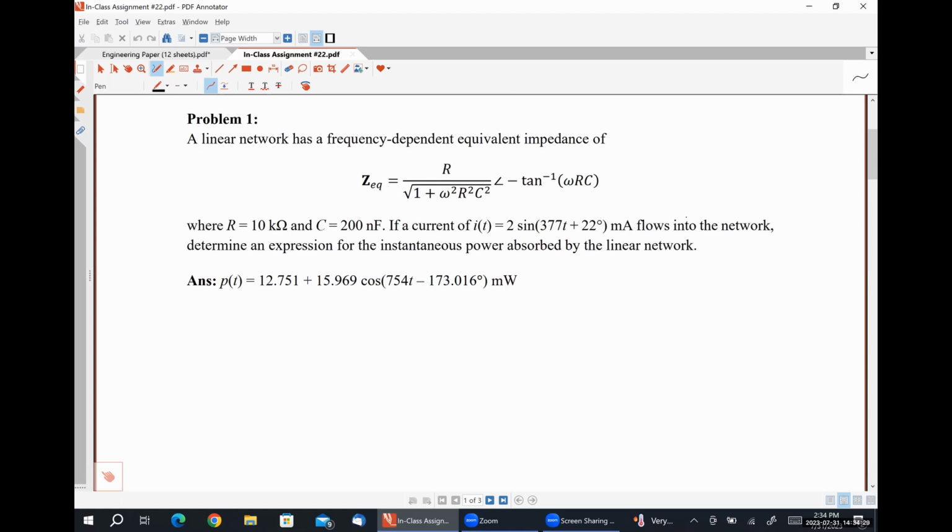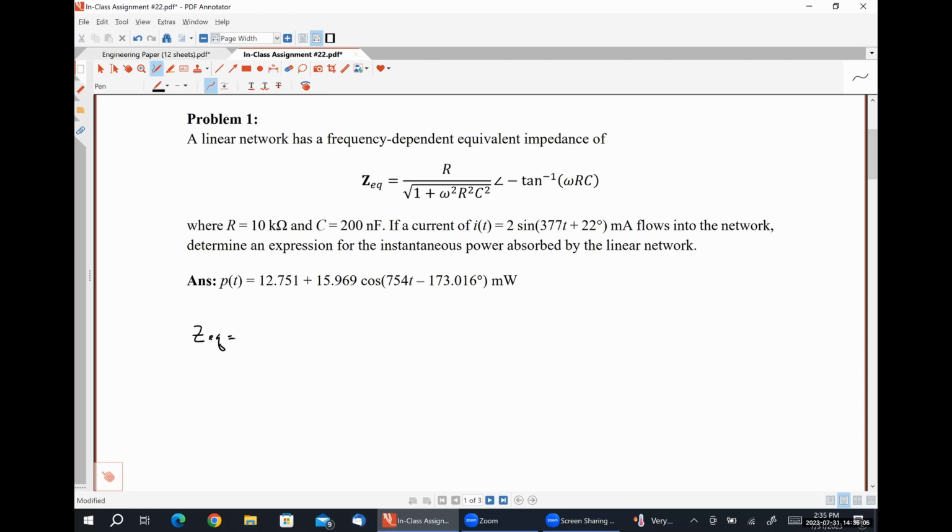So in this first problem, we are told that a network, so this is a network, not a resistor, capacitor, or inductor, which means we need to be using our generic equation, has a frequency-dependent equivalent impedance given here, where the resistor value is 10 kiloohms and the capacitor value is 200 nanofarads. Okay. So the first thing that I want us to do is to find ZEQ. So that should just be literally plugging things in.